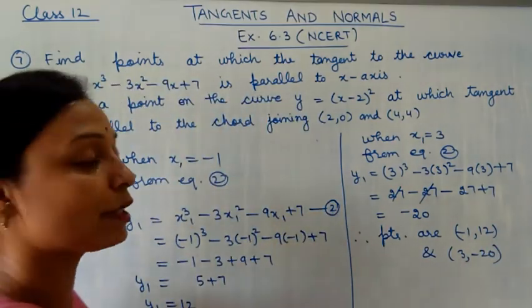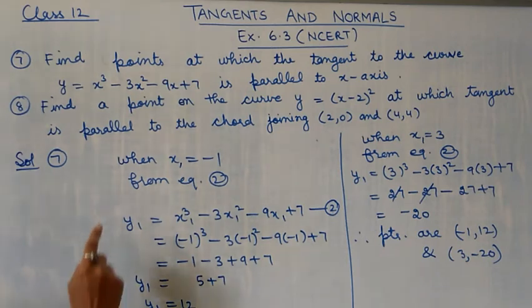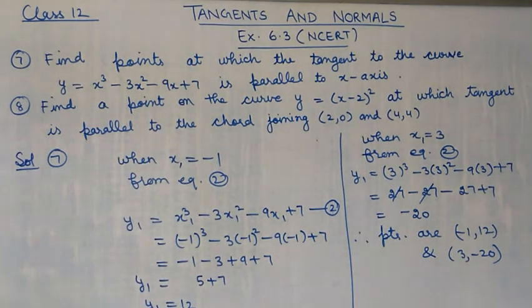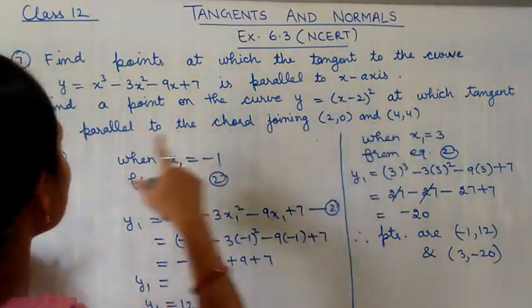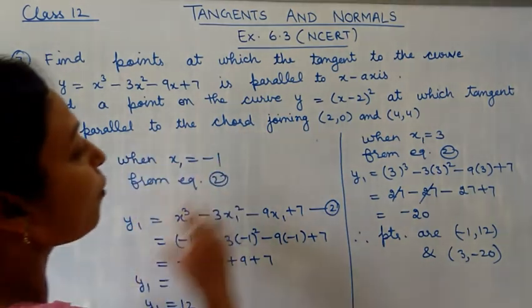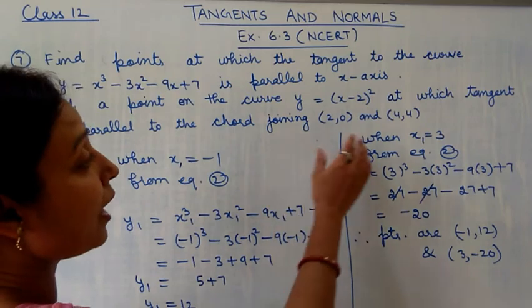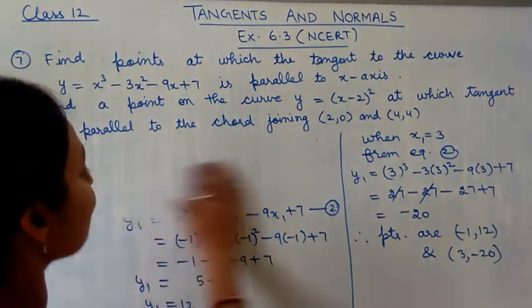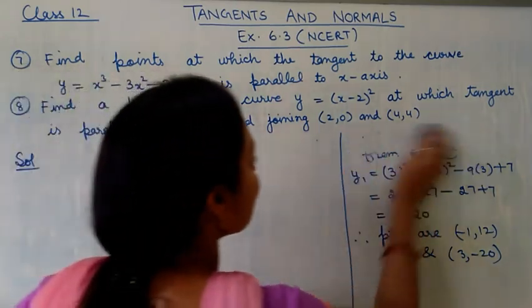So this is the way to solve the questions for points. Now I will do the next question. You have to read this question: find the points on the curve at which the tangent is parallel to the chord joining two given points. Here you have to find the points in which the tangent is parallel to the chord.